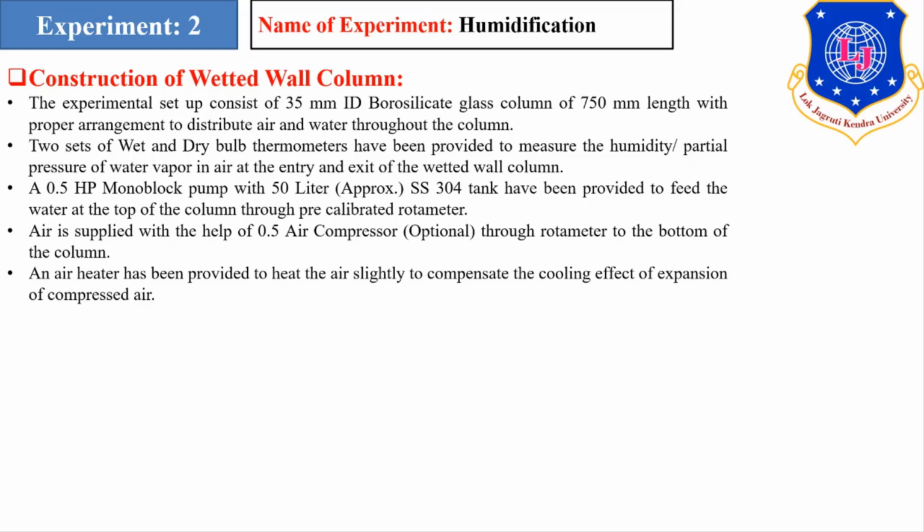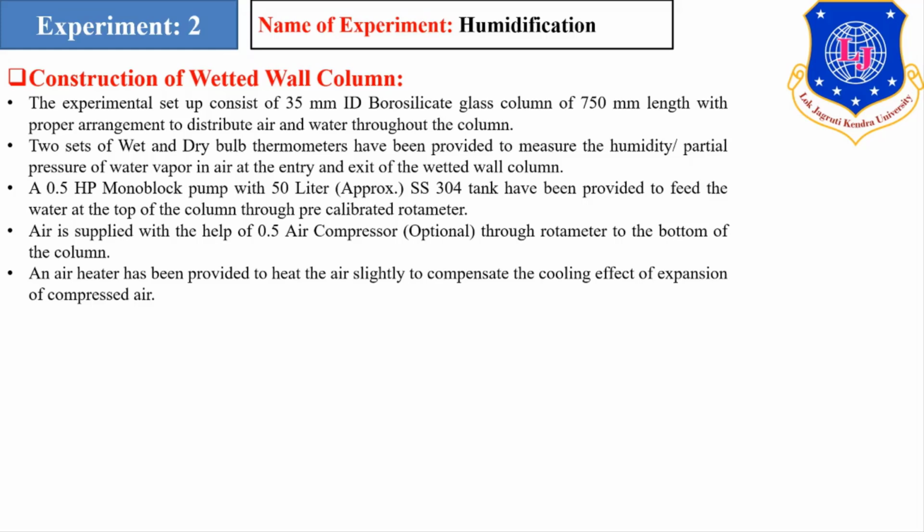Then there will be a 0.5 HP monoblock pump with an approximately 50 liter SS304, that is the material of construction, stainless steel tank, provided to feed the water at the top of the column through a pre-calibrated rotameter. So there is a pump within this wetted wall column, provided at the bottom, and this will feed water at the top of the column, passing through the rotameter.